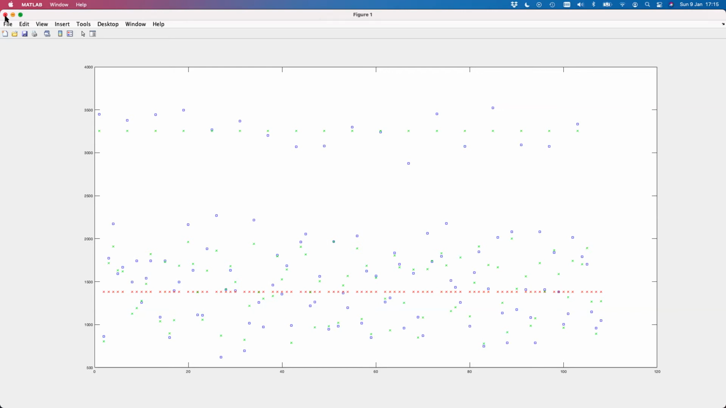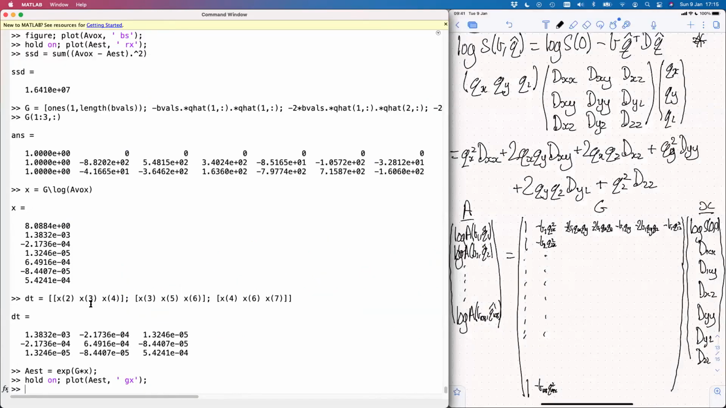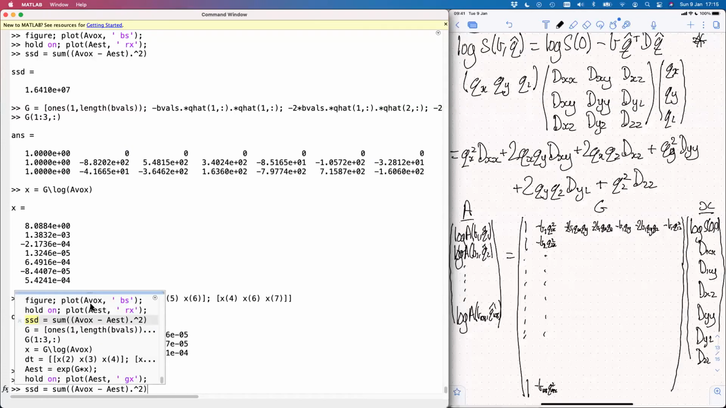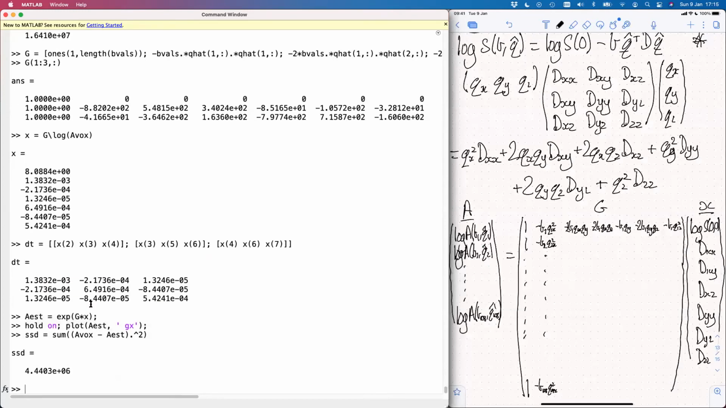So that's encouraging, and we should also be able to compare the sum of square differences. If you remember, it came out as something like 16 million previously, didn't it? And so now that's dropped substantially to a value of 4 million, showing that this new model with the directionally varying diffusivity fits those measurements much more closely than the previous one. Okay.